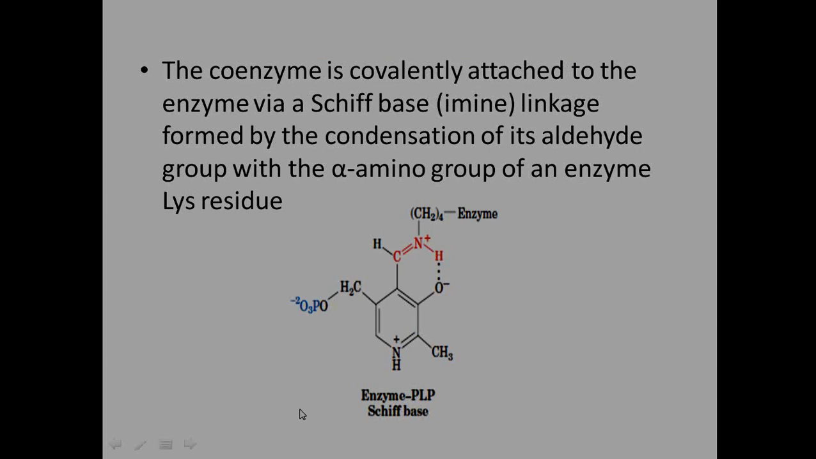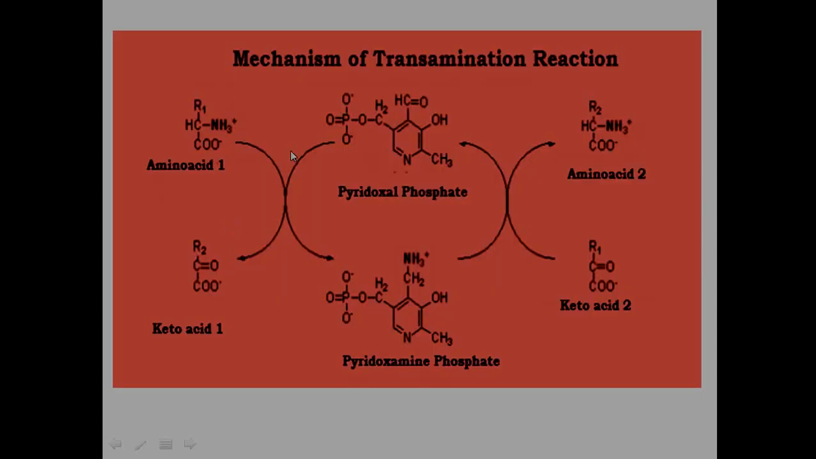During this reaction, the enzyme, here referring to the two enzymes aspartate transaminase and alanine transaminase, will react with this PLP to form a complex called enzyme PLP Schiff base complex. The coenzyme will be covalently attached to the enzyme via Schiff base imine linkage formed by the condensation of its aldehyde group with the alpha amino group of an enzyme lysine residue. So this is the main mechanism involved in this transamination reaction.